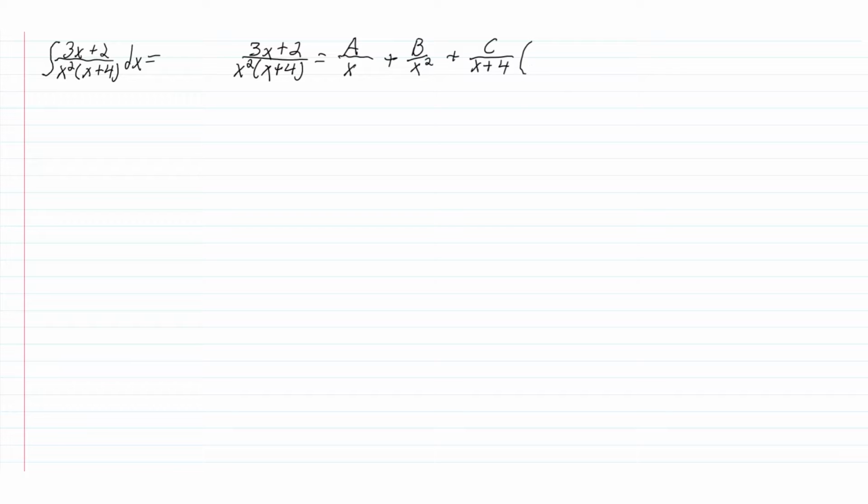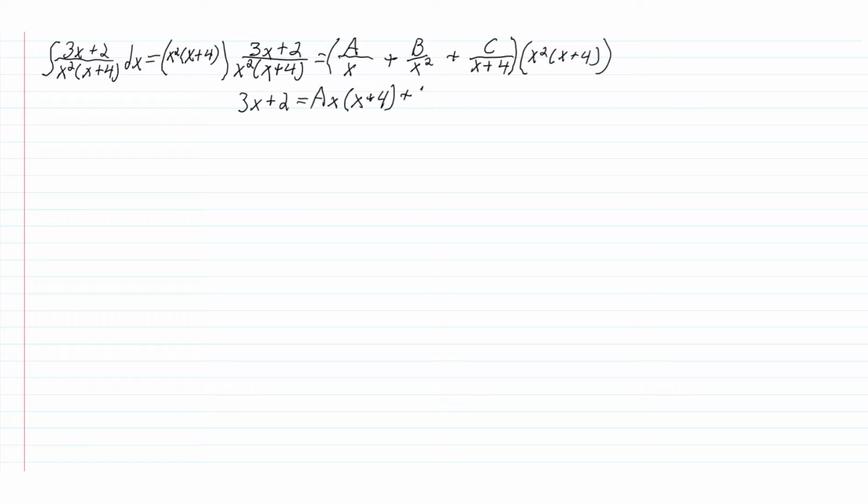Like we did last time, we're going to multiply both sides of the equation by our denominator. So if we multiply everything by x squared times x plus 4, and do the same over here, we can cancel some stuff out. So we'll end up with just the numerator on the left. And then when we multiply A over x by x squared times x plus 4, we'll have A times a single x times x plus 4.